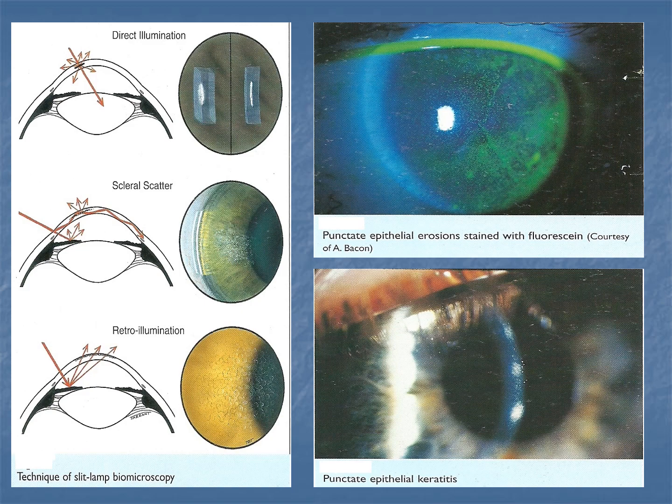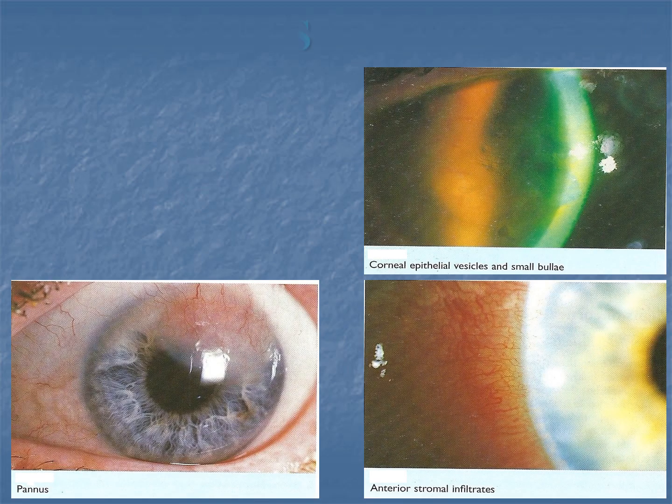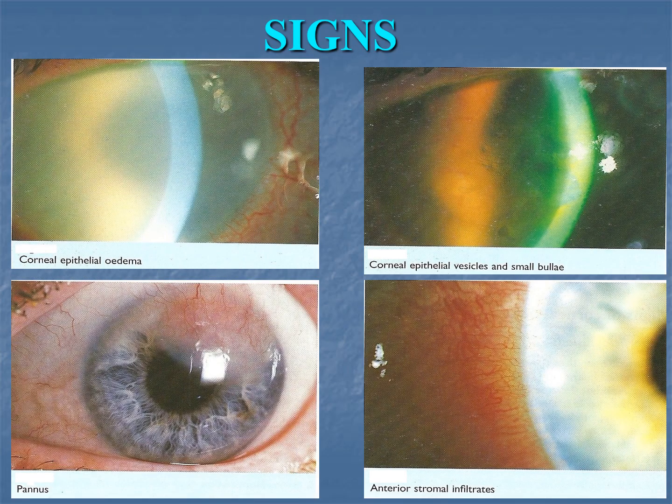On the right hand pictures, you can see in the upper right picture punctate epithelial erosions stained with fluorescein. And in the lower pictures, you can appreciate punctate epithelial keratitis, white opacities, not stained with fluorescein. In the left upper picture, you can appreciate the corneal epithelial edema, and when it becomes severe, as you can see in the right upper picture, you can find the epithelial vesicles and small bullae. And in the left lower picture, you can appreciate the pannus formation.